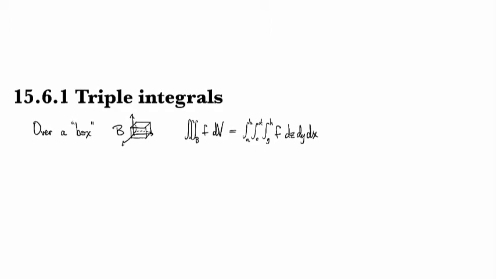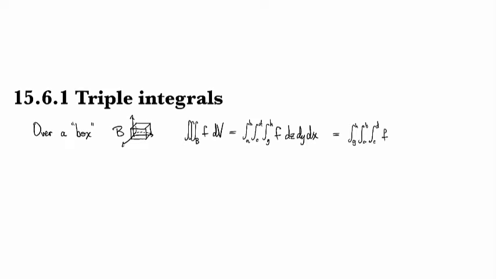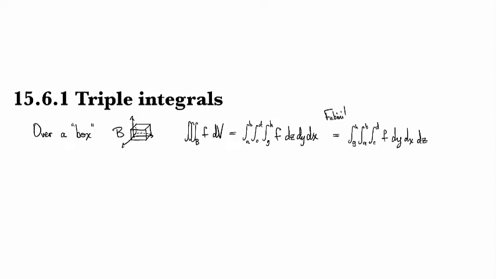Okay, and so Fubini's theorem applies in the triple integral case as well, and it says that we can interchange this to be anything else. So maybe G to H, A to B, C to D, and then G to H corresponded to dz. So now we've got dy, dx, dz. So that's good old Fubini.